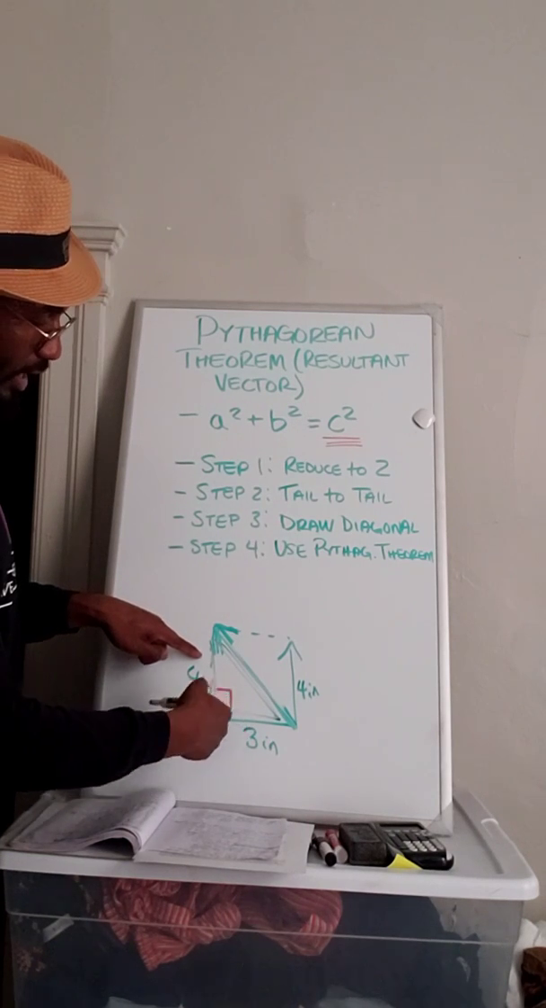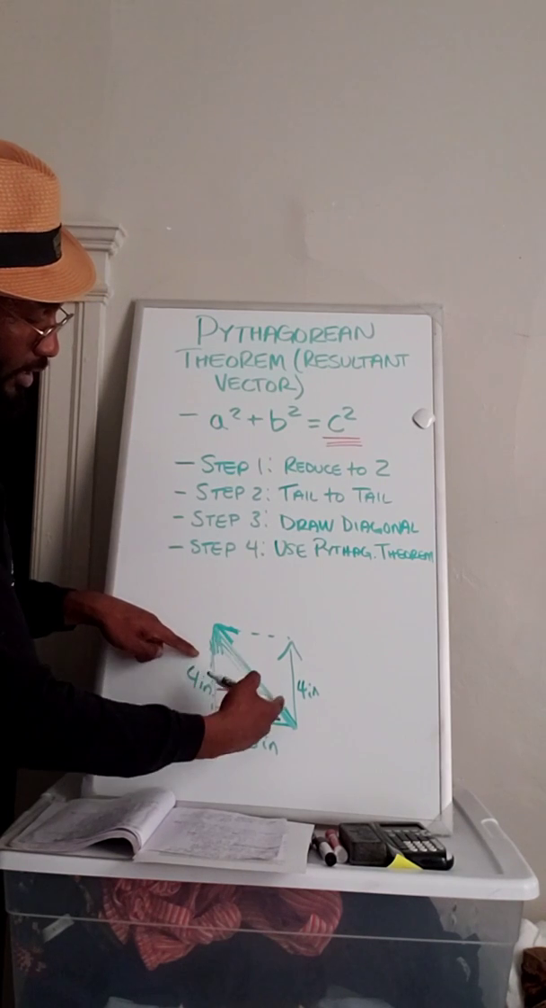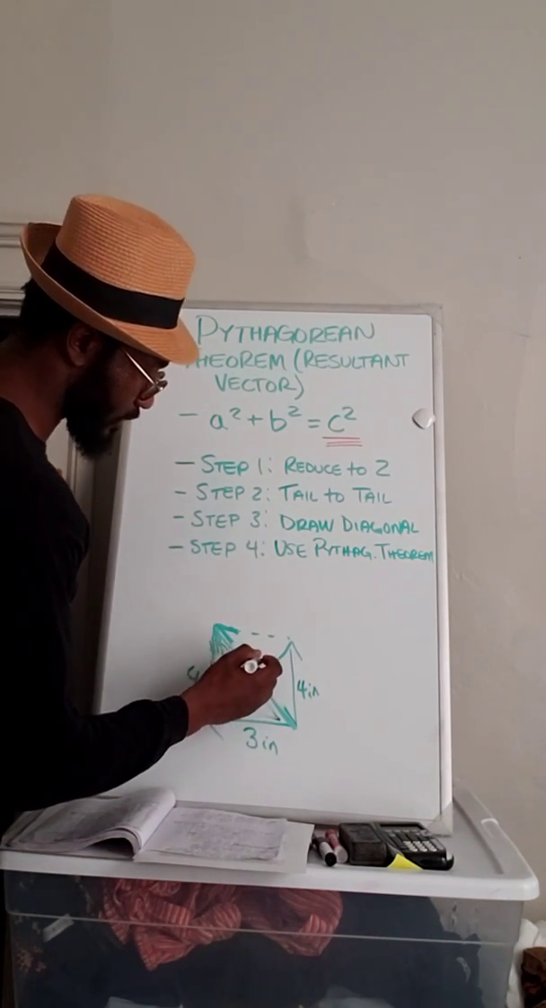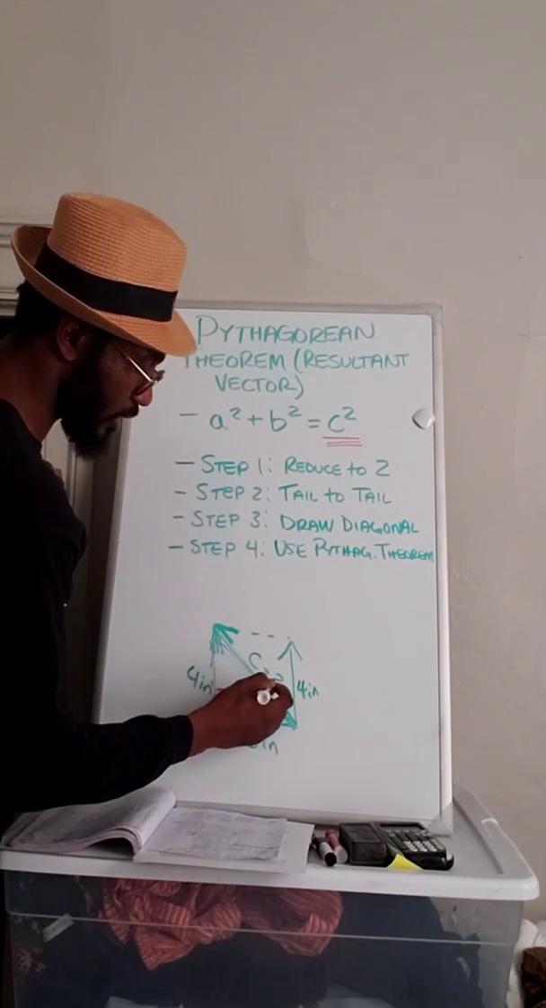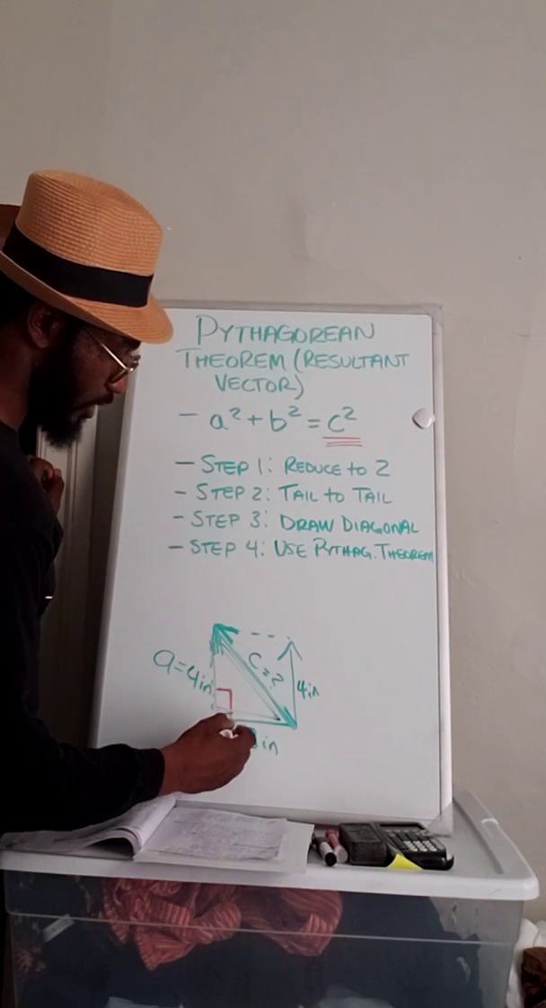4 inches on the other side, and the hypotenuse, which is across from that box, is what I'm looking for, okay? So I can label my sides. This is C, right? That's the unknown side I'm looking for. And remember, it doesn't matter which side you label A or B.